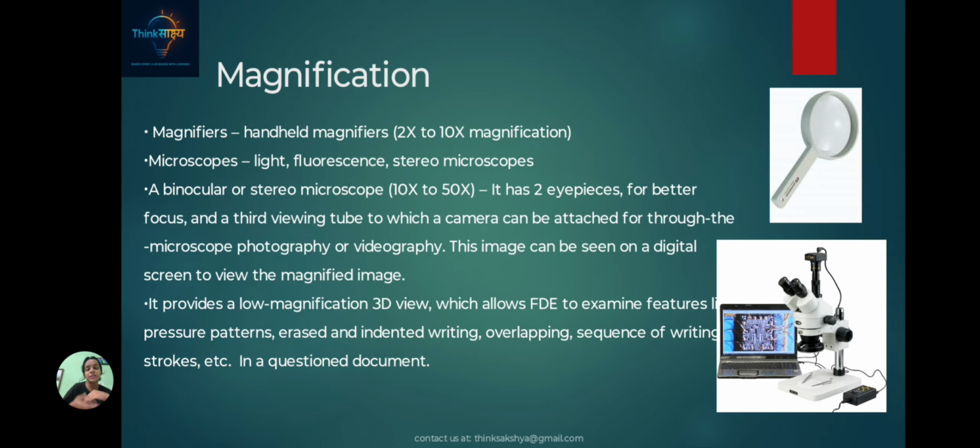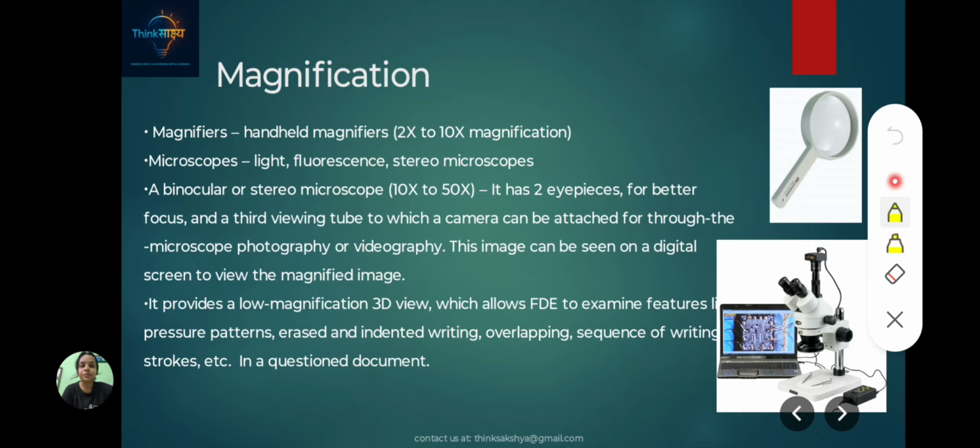Then coming to fluorescence, it can give fluorescence light through which we can study the different reflecting patterns of the paper and the writing on the paper. Third is the stereo microscope. Now, the stereo microscope has the main importance and it is widely used in document examination. A stereo microscope has magnification of 10x to 50x, and it has two eyepieces which help us focus better, and it also has a third viewing tube, as we can see here.